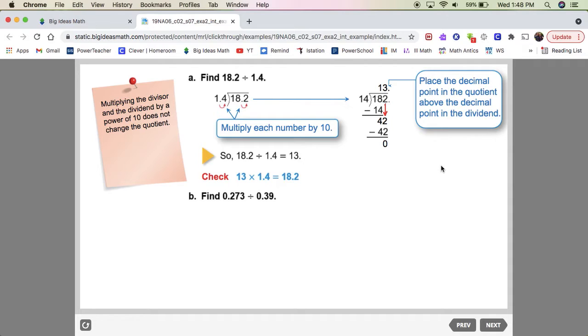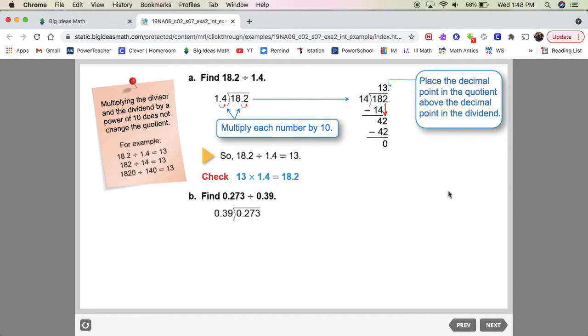So it makes a note here that if you multiply the divisor and the dividend by the same power of 10, it does not change the quotient. So if you multiply this one by 10, you got to multiply this one by 10 as well. They give some examples here showing that your answer is 13 no matter how you do it, because you're increasing the power of each one by 10.